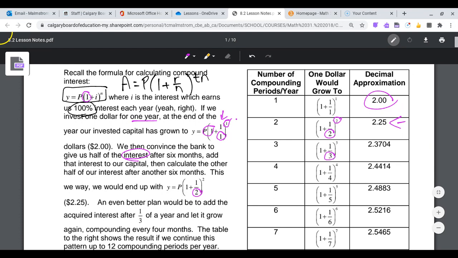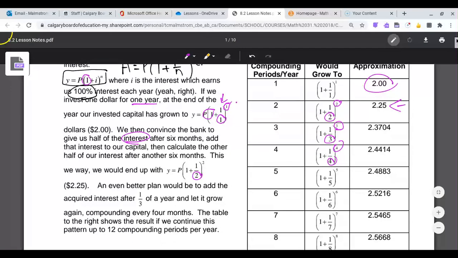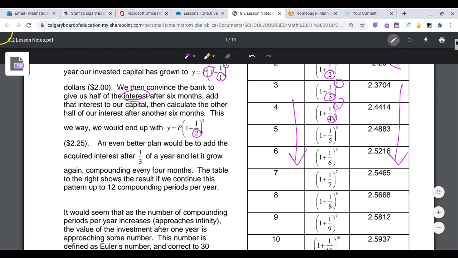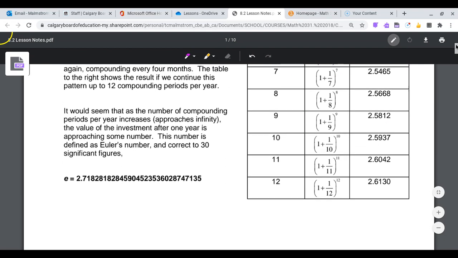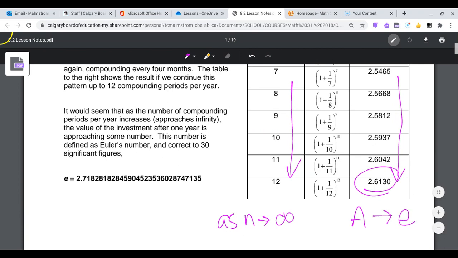So now what happens if we did it for 3 times in a year, 4 times in a year, etc., all the way down? So you can see as we go down, as we increase the number of times we're calculating the interest and adding it into our total money, that we are gaining more money. However, it starts to look like it's approaching something. So as n gets infinitely large, what happens to the final amount here is it actually approaches this funky irrational number e. And here it is, correct to 30 significant numbers.